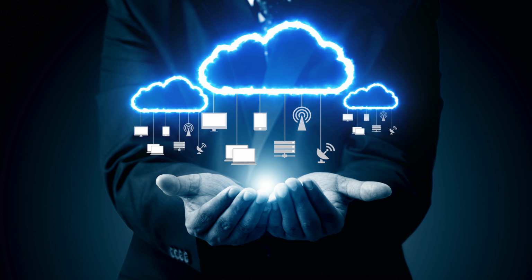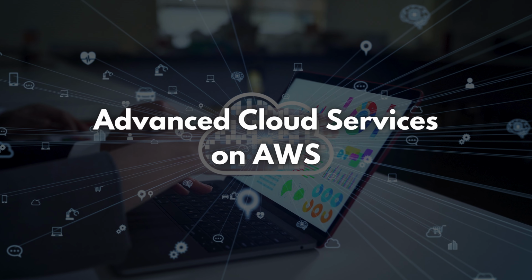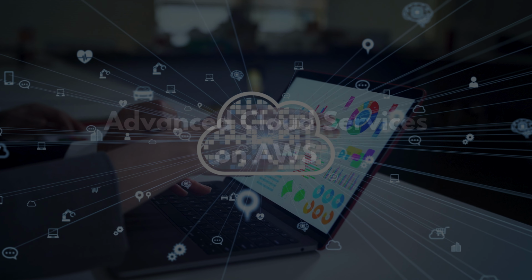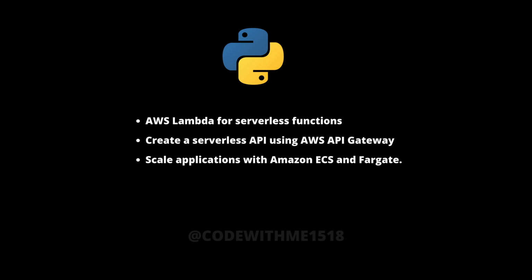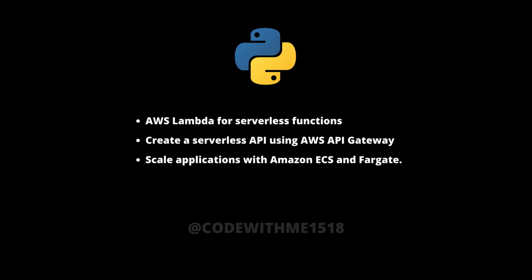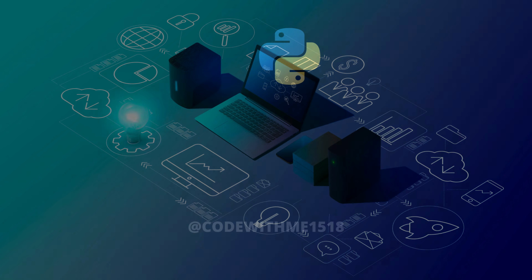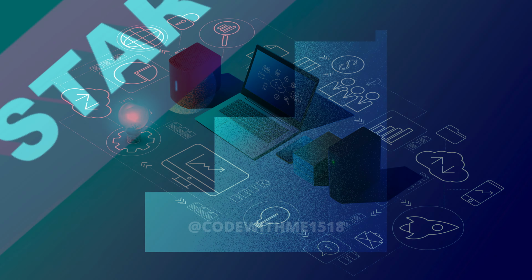It's day 75 of our 100 Days of Python series, and today we're diving deeper into the world of cloud computing with advanced AWS services. We'll explore AWS Lambda for serverless functions, create a serverless API using AWS API Gateway, and learn how to scale applications with Amazon ECS and Fargate. Let's get started.